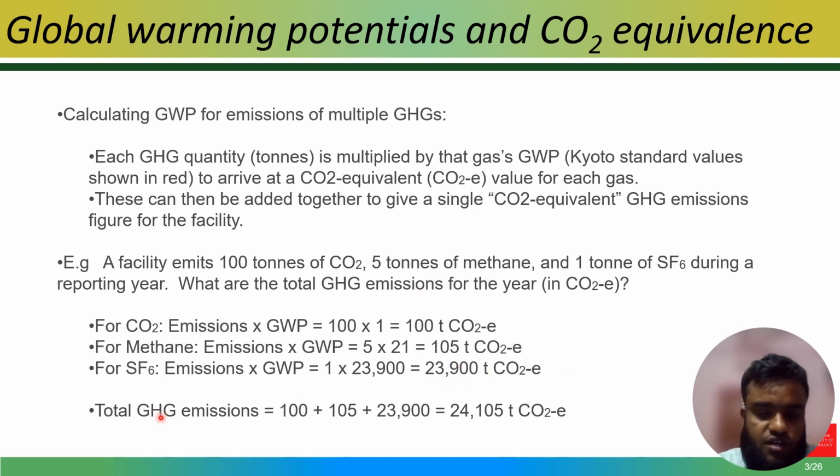Now let us sum up all those three. The total GHG emission is 100 for CO2, 105 for methane, and 23,900 tons of CO2 equivalent from the sulfur hexafluoride. So altogether, 24,105 tons of CO2 equivalent.